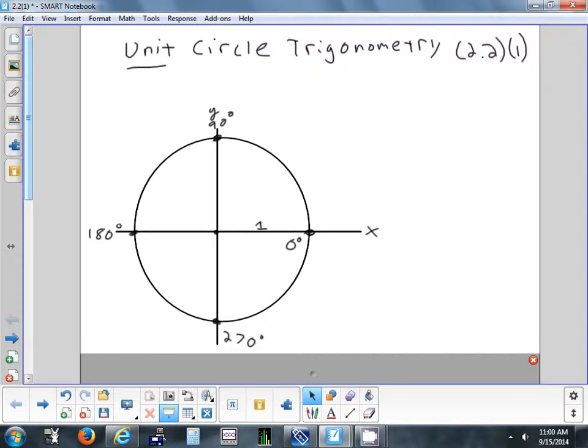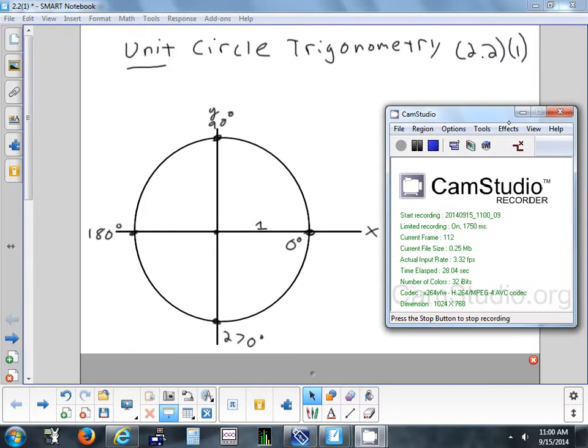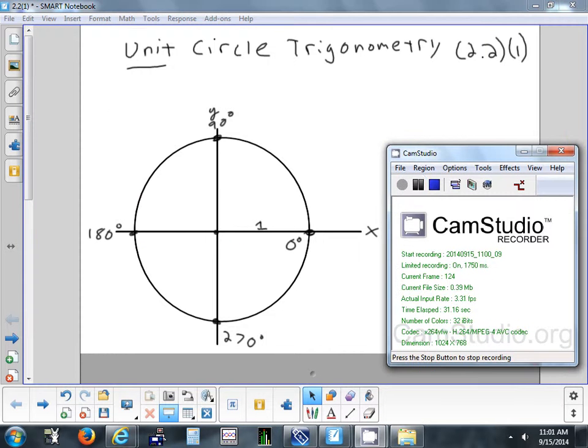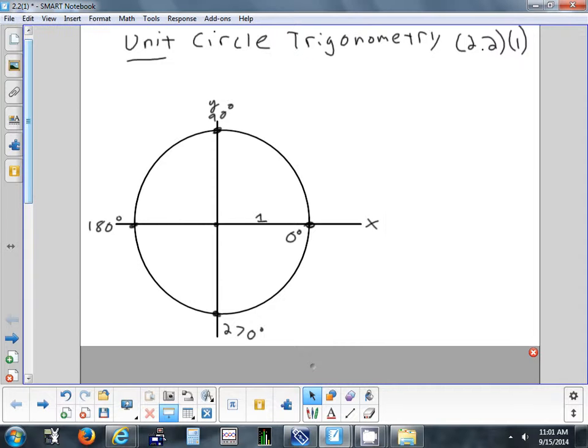Okay, so we'll start off with that diagram. So what we have here, basically, this is called a unit circle. I've drawn a unit circle. What makes it a unit circle is the length of the radius. It's 1 unit long. Everything that we do today and tomorrow is all going to be based on a circle that's 1 unit long. Around the axes, I've labeled different degrees: 0 on the positive x, 90 at the top, 180 on the left, and 270 at the bottom.